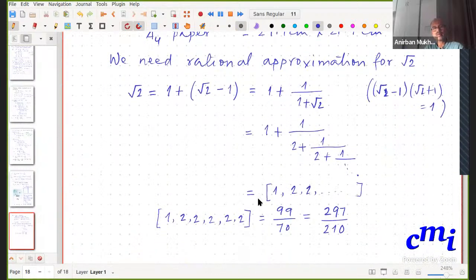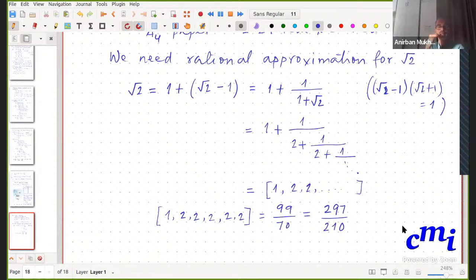And this is exactly the one that is used. So 297 by 210 is exactly the ratio that gives the dimension of this A4 size paper. So that's one of the uses.